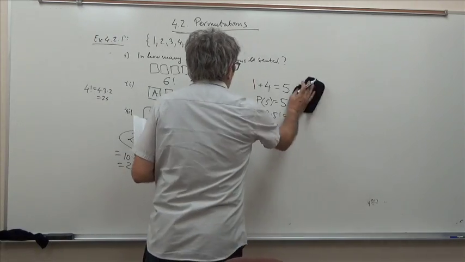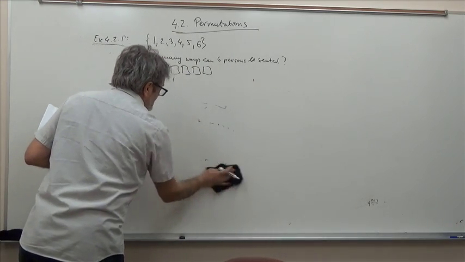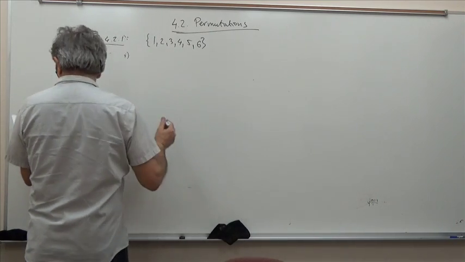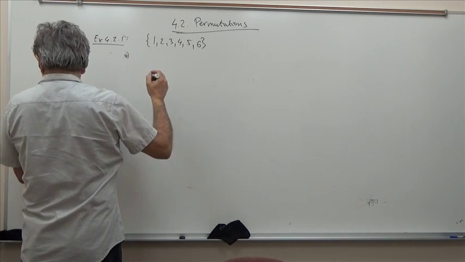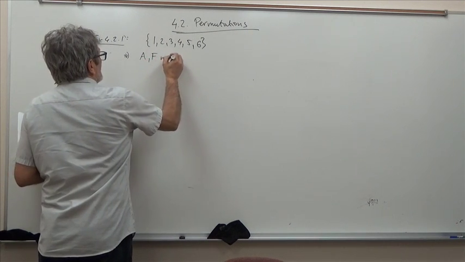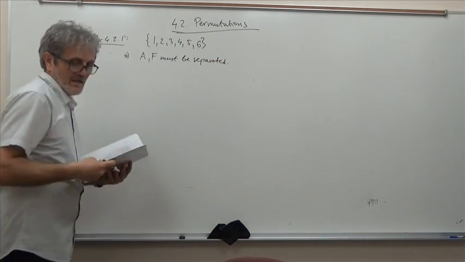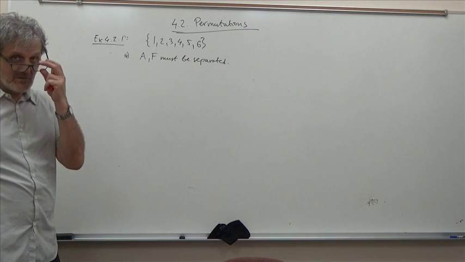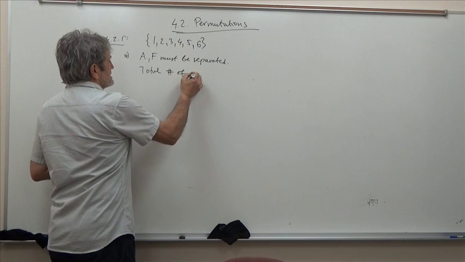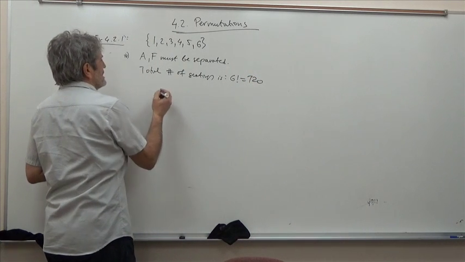Part number 4, so they are just showing us here different ways to adjust the basic problem. Problem number 4, they say, in how many ways if 2 of them, A and F, let's say, must be separated. We'll use that idea of the complement that we mentioned in the previous section. So the total number of seatings is 6 factorial, which is 720.